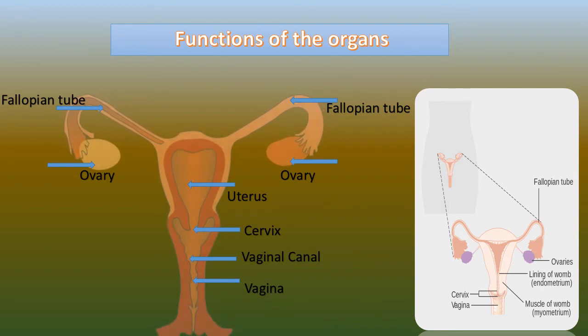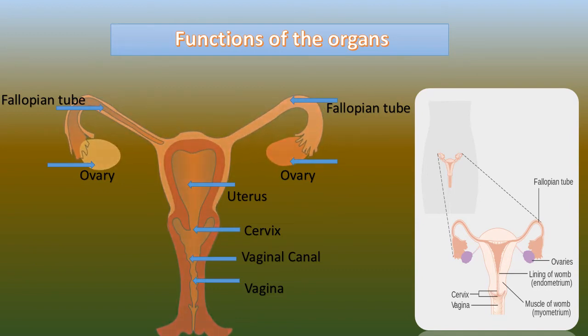Now let's look at the functions of the uterus. Now there are two main functions of the uterus. The first one is that the uterus is for the attachment of the embryo, and it is also where the baby is fed. So it serves as an organ for the feeding of the embryo.